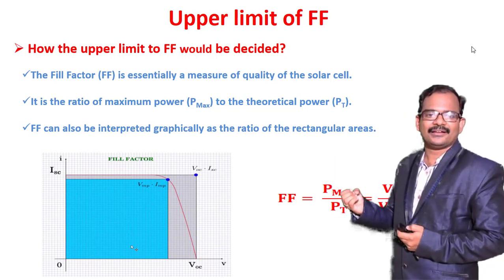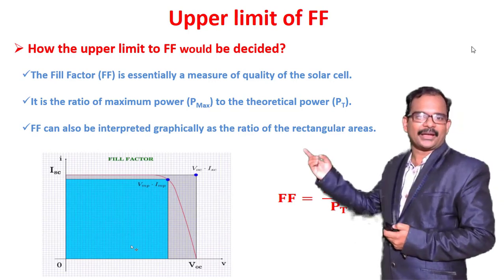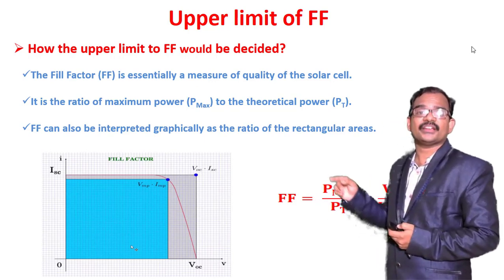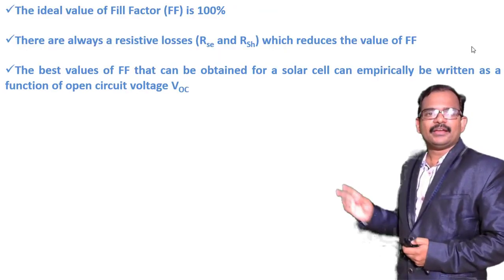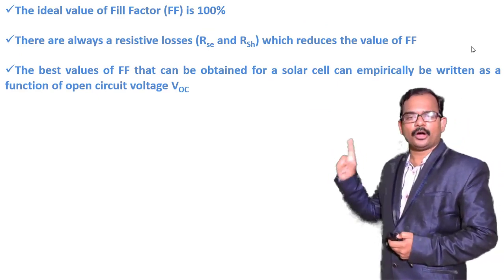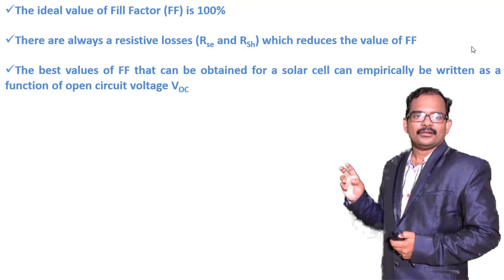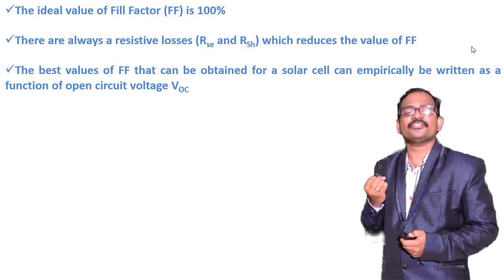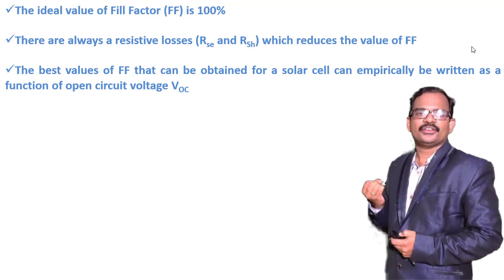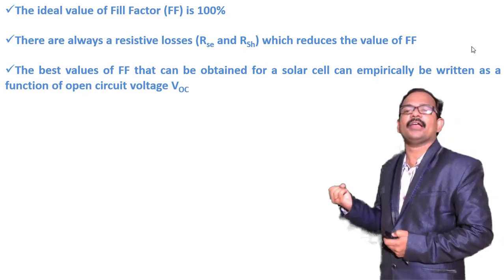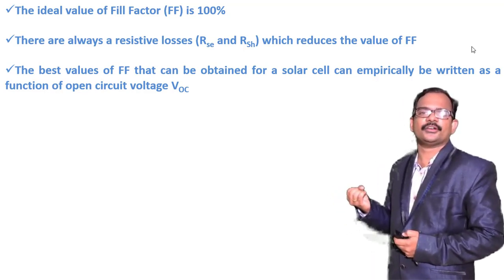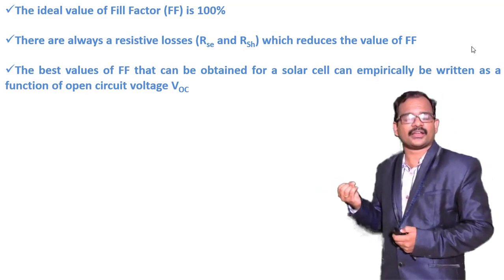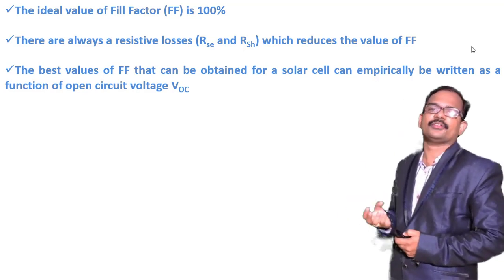What is the maximum power? That is the practical rectangle, that is Vmax into Imax, the blue color rectangle. And what is the theoretical power? The grey color rectangle, which is the theoretical power, that is VOC into ISC. So, the ideal value of fill factor should be 100% or 1. However, there are always resistance losses in terms of series resistance and shunt resistance, which reduce the value of the fill factor. This shunt resistance is the non-ideality corresponding to a constant current source, and the series resistance is the non-ideality corresponding to a constant voltage source of a solar cell.